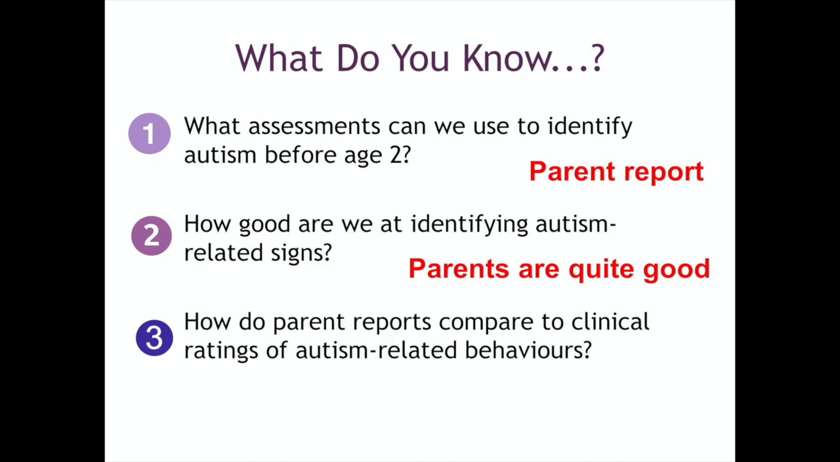And so how do parent reports compare to clinical ratings of autism-related behavior? Parents appear to be surprisingly better, so they're able to see things and maybe notice things that are being missed in clinical assessments. And I don't think that this is necessarily anything to do with the ability of the clinician or the clinical measures, but perhaps the amount of time that the clinician has to spend with each child.